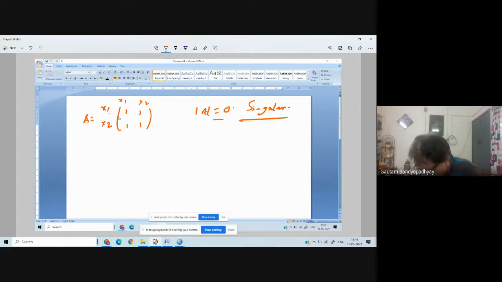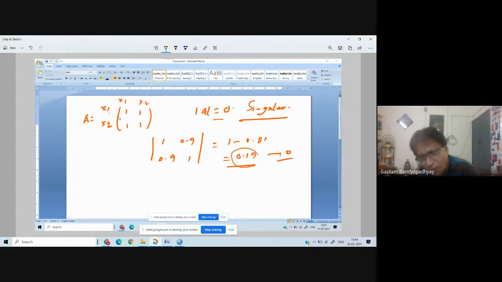So when they are perfectly correlated, suppose I take this matrix, 1, 0.9, 0.9, 1. What is the value of the determinant? 1 minus 0.81, which is equal to 0.19. So it is not 0, but tends to 0. That means when the value of the determinant tends to 0, there is a high association between x1, x2, or between the variables. So obviously, the value of the determinant is a very, very important part of the validation.